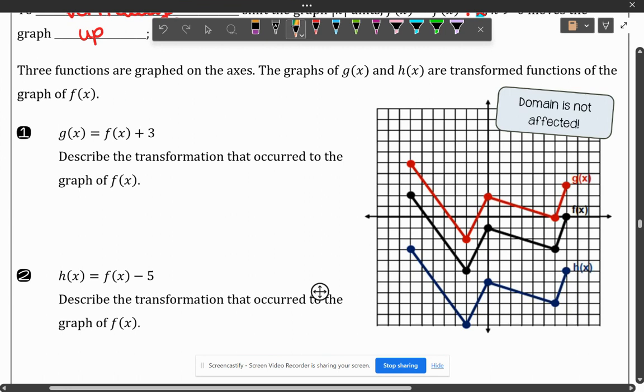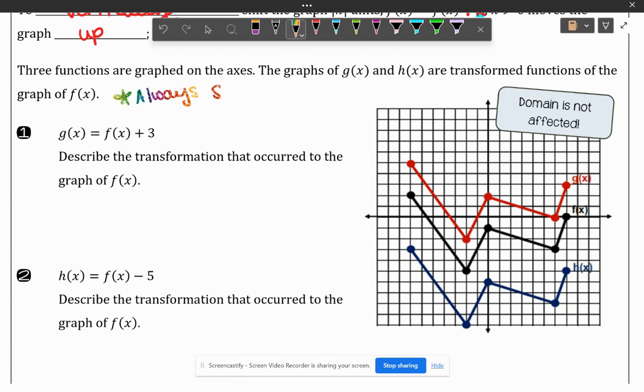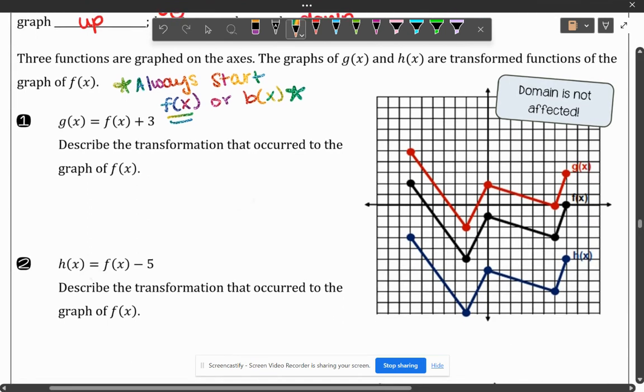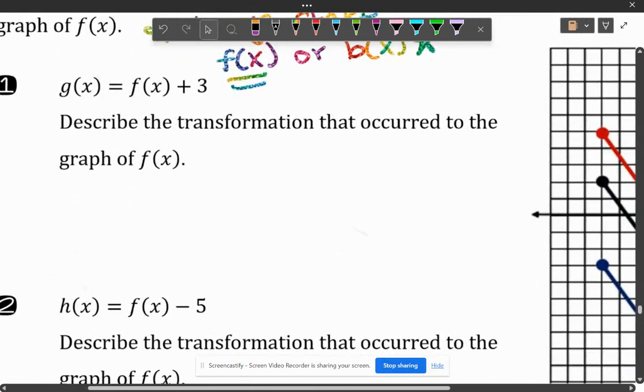For our purposes, we're always going to start with f of x. Okay, that's not always the case, or I think there's some examples with b of x here. But most of the time we're going to be starting with f of x just to keep it pretty consistent. All right, so let's take a look.